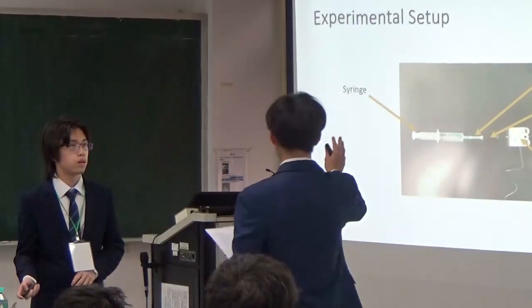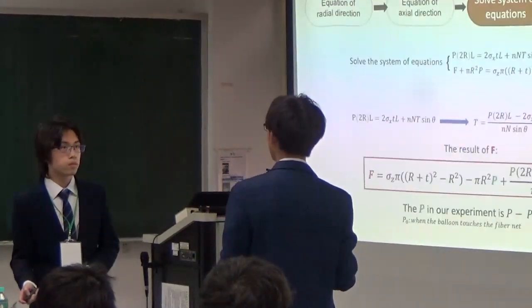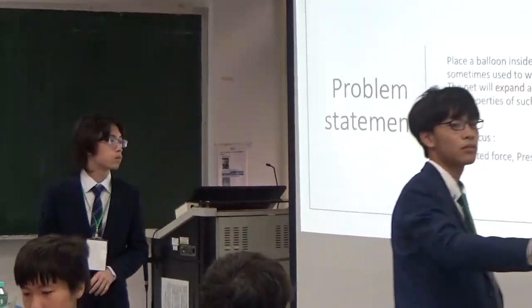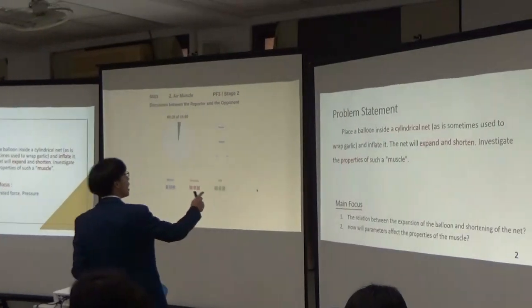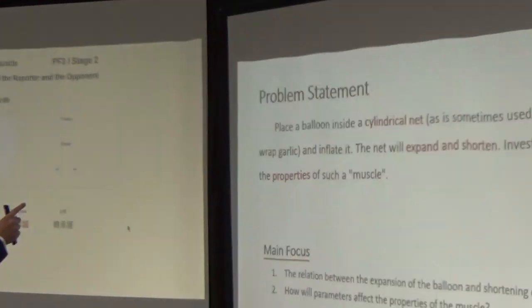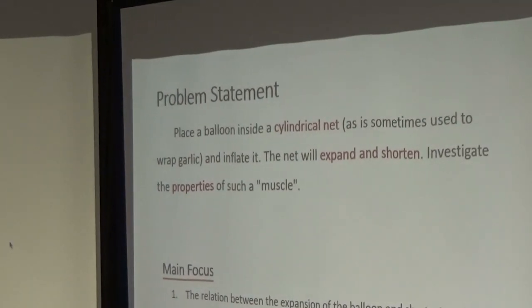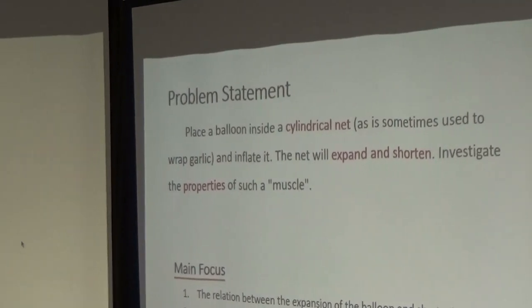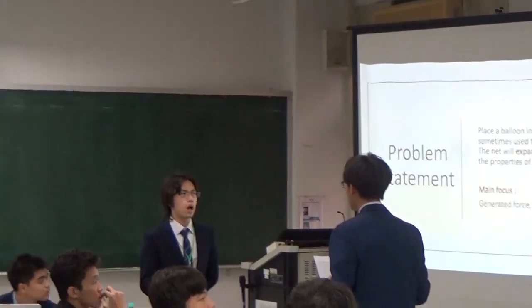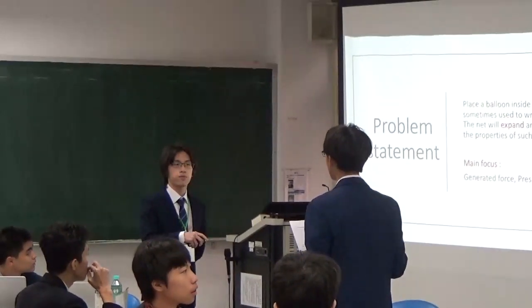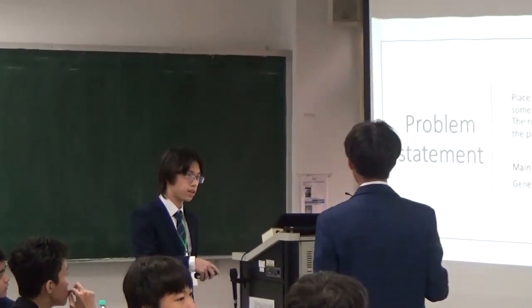So from page 2, the problem statement reads, place a balloon inside a cylindrical net as is sometimes used to wrap garlic. However, the reporter conducted experiments using a fiber net. Am I correct? It is made of fiber. A cylindrical net is made of fiber.